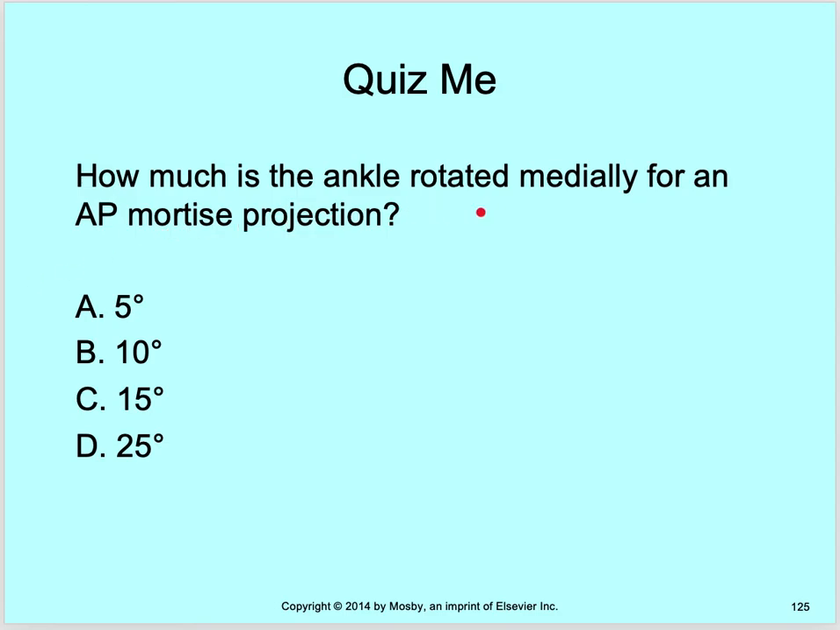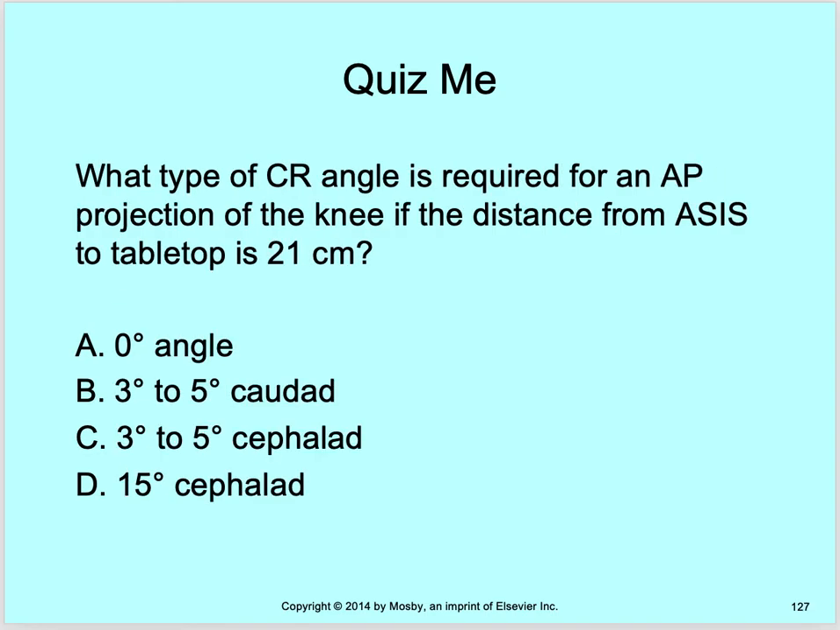How much is the ankle rotated medially for an AP mortise projection? So our AP mortise projection rotated medially. And with everything we talked about on the mortise, it is a 15 degree rotation. So we're rotating that ankle and the lower leg, so both rotated 15 degrees medially for the AP mortise projection.